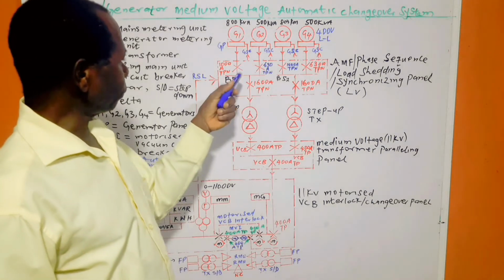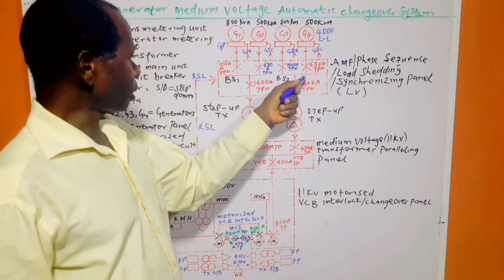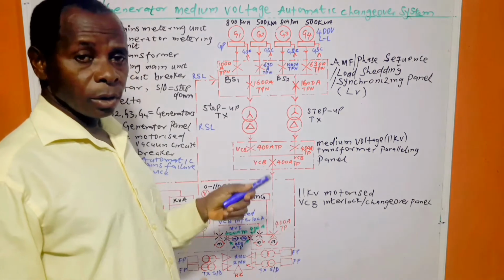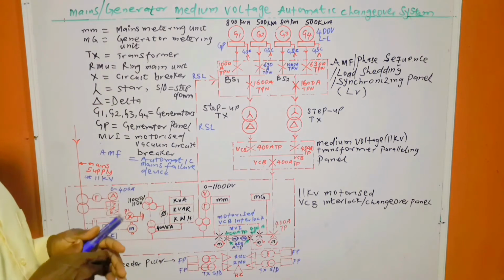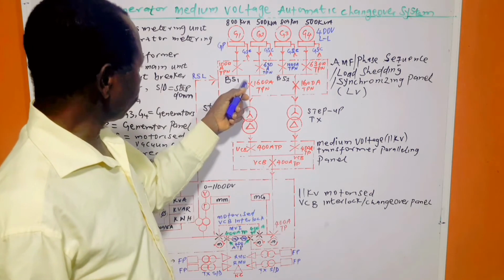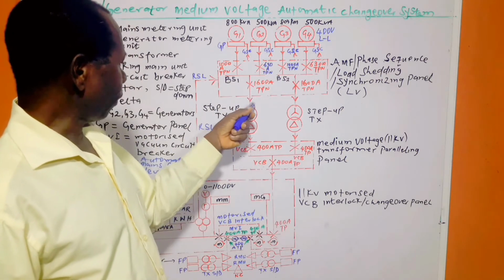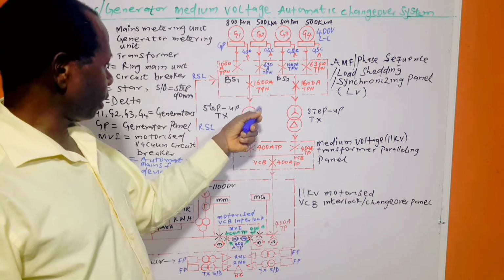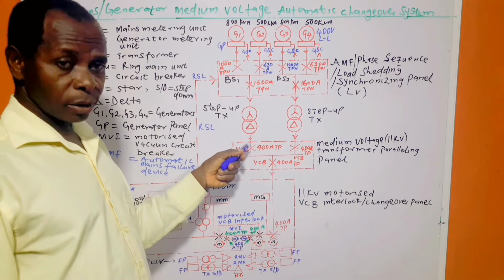Because of that, we decide to split the bus bar here into two sections, BS1 and BS2, so that the low voltage current can be managed. With that, we now have the outputs from each bus section, this one and this one, and we step up the output of the generator from 400 volts, which is low voltage, to 11 kV.